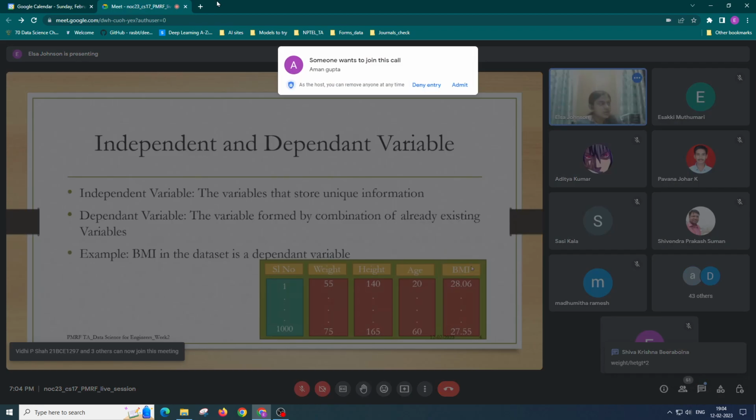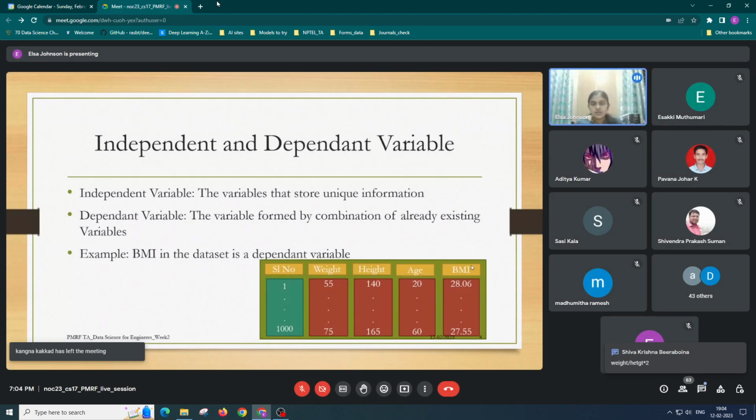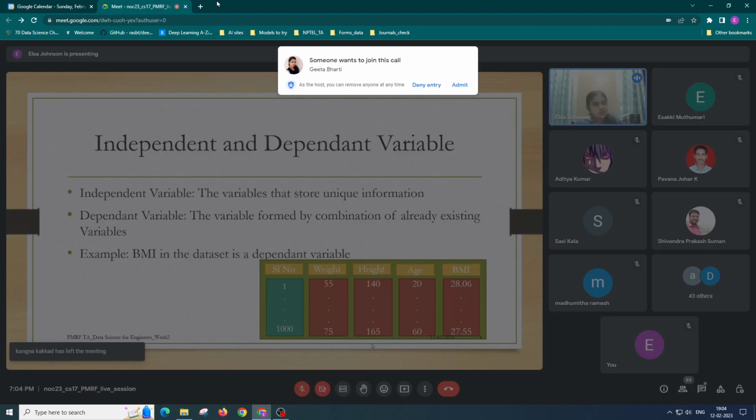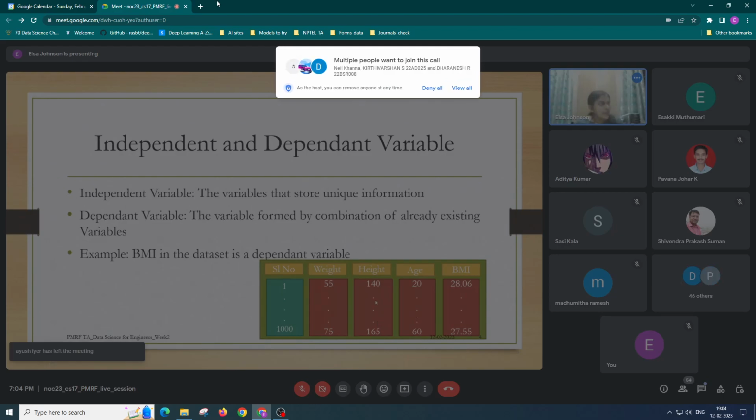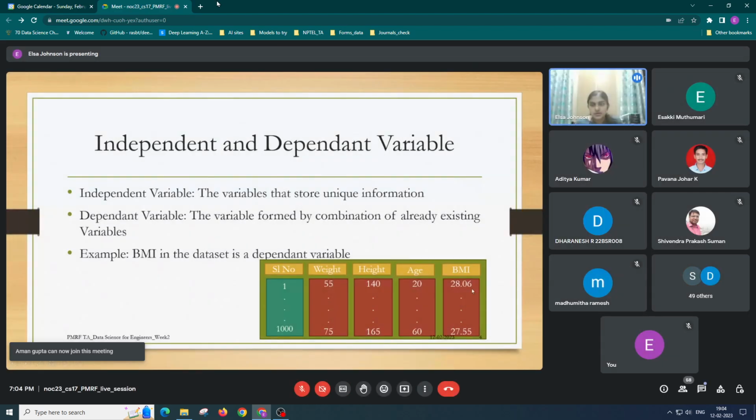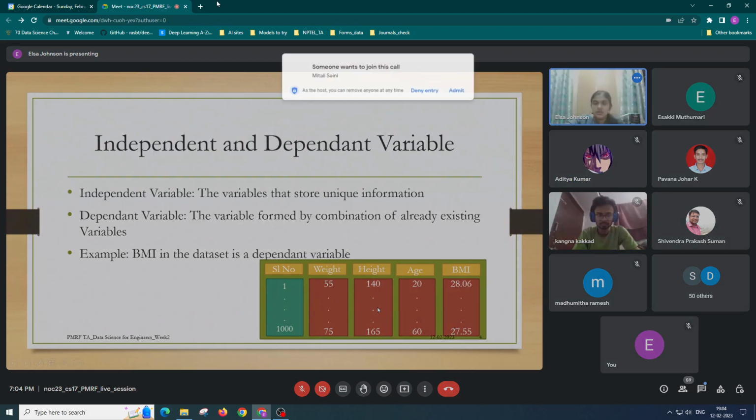Yes. Yes, Shiva, you're right. So it's like weight by height square. Okay. So according to that, you can see that the column here represented for BMI is actually weight divided by the square of the height. Okay. So this column is dependent on weight as well as height. Okay. So it's an example of a dependent variable.